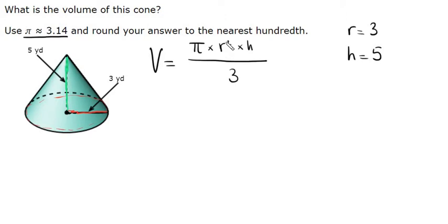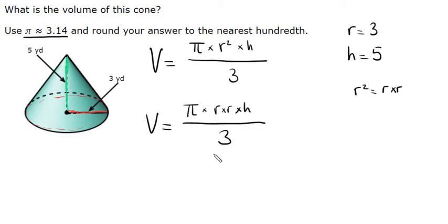In the formula it says r squared, and we know that r squared is actually r times r. We multiply the base by itself twice to get r squared. So in the formula I'm going to write V equals pi times, instead of r squared, r times r times height h, divided by 3.